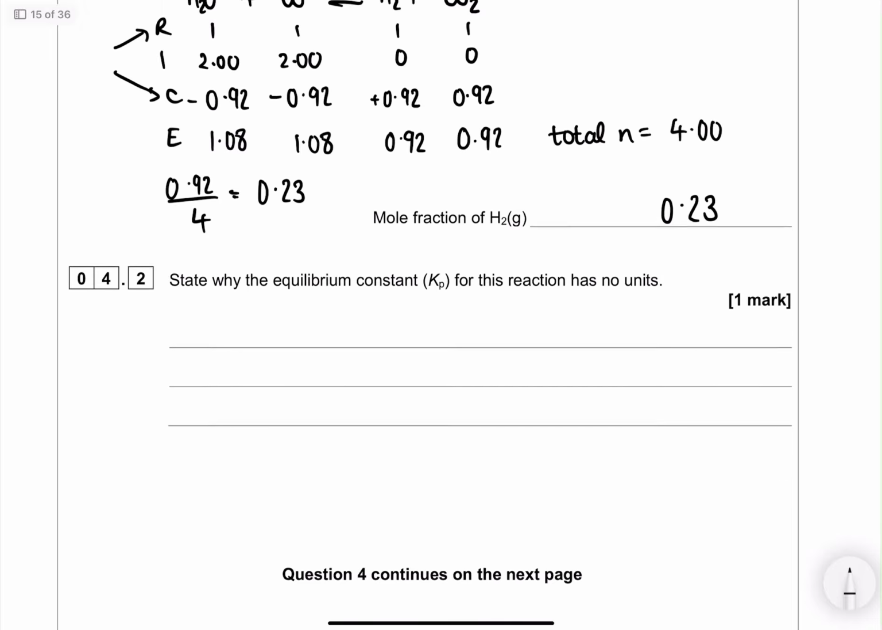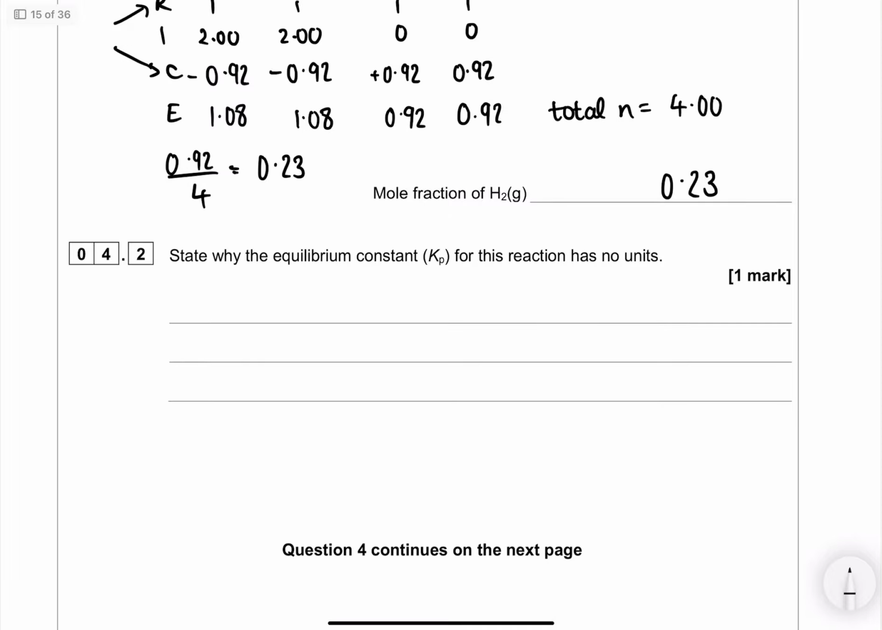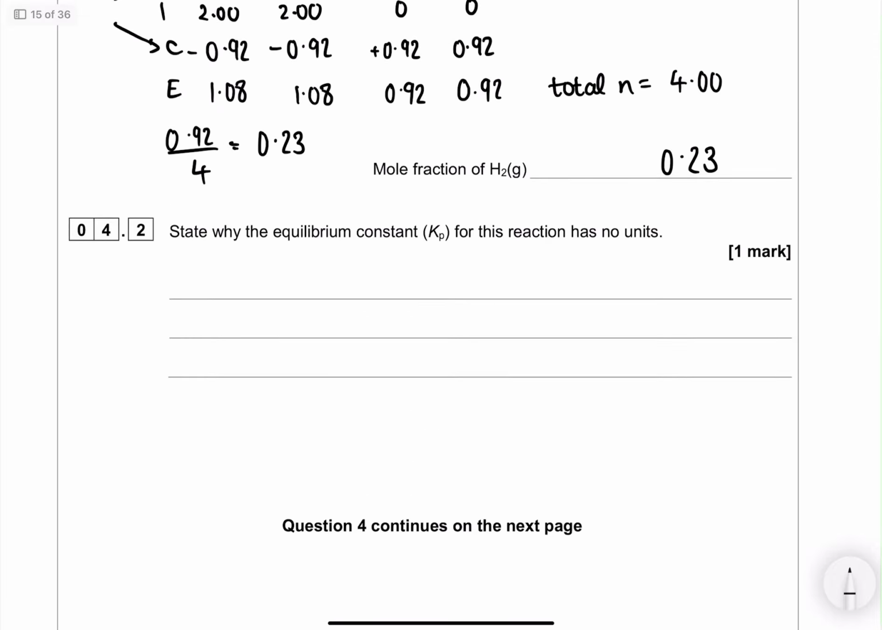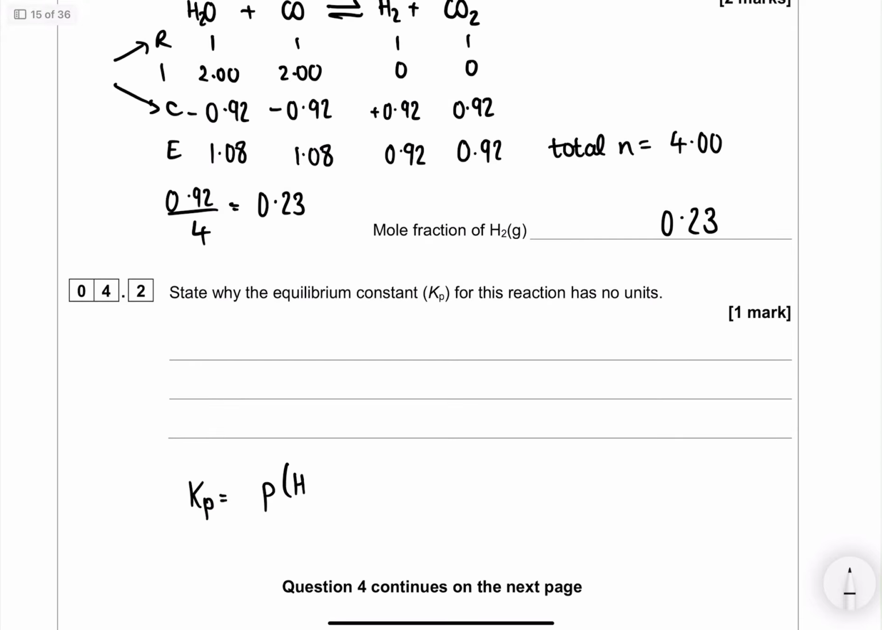State why the equilibrium constant Kp for this reaction has no units. So we need to go back to the equation. So this would be our Kp expression. It would be the pressure of hydrogen times the pressure of carbon dioxide divided by the pressure of steam times by the pressure of carbon monoxide.